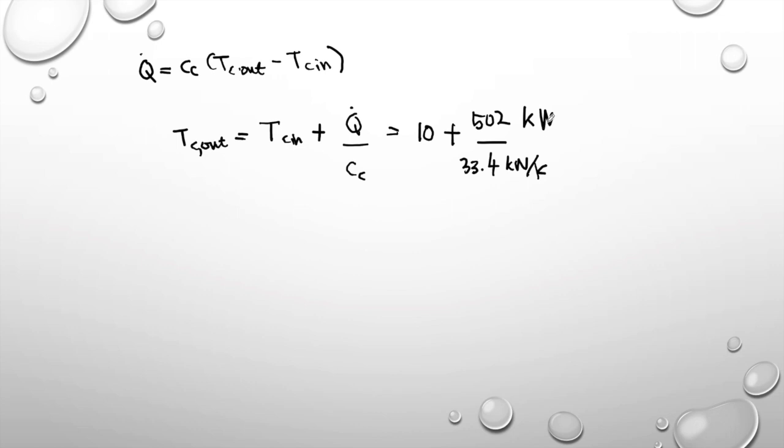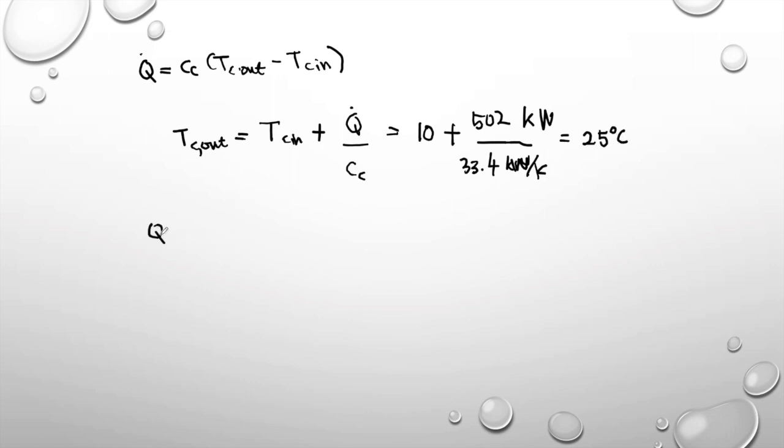So please make sure that when you do this kilo in kilo, you put this value in kilowatt also, so it can be cancelled out. If you use watt, then you have to convert this into watt, times 10 to the power of 3. For this tutorial, I will use kilowatt to simplify the calculation. So now we will get 25 degrees Celsius.